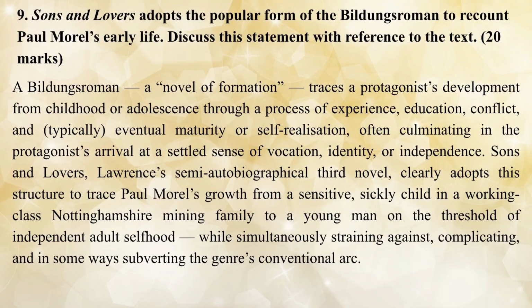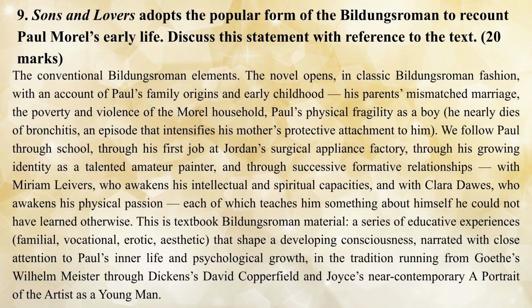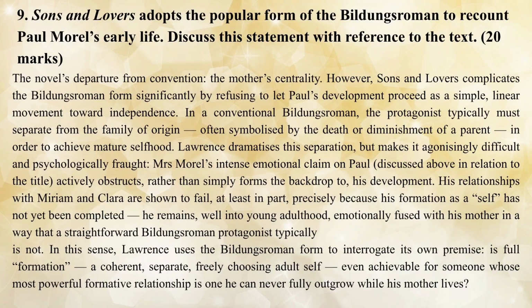Question number 9. Sons and Lovers as a Bildungsroman. Discuss. The novel follows the classic coming-of-age arc: Paul's childhood, his job at Jordan's factory, his growth as a painter, and formative relationships with Miriam and Clara. But it complicates the genre by making the mother's claim on Paul an active obstacle to his growth rather than just a backdrop. So his development stalls rather than moving cleanly forward, unlike Joyce's Portrait.